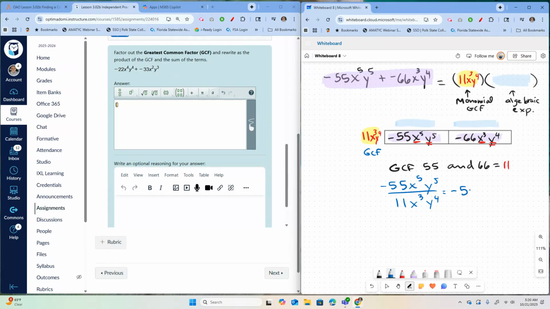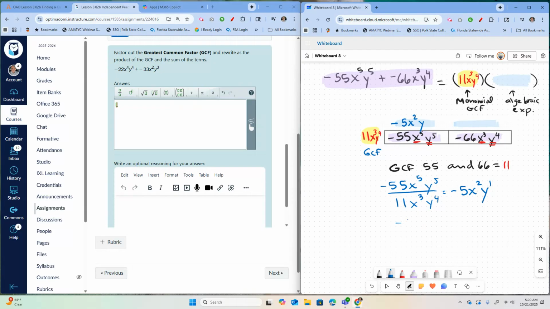When you divide the x's, keep the x, subtract the exponent. I get 2. Do the same thing with the y's. Keep the y, subtract the exponent. The exponent is 1. However, when the exponent is 1, remember, we do not write the exponent. So what I'm going to put on the top of this box is negative 5x squared y.